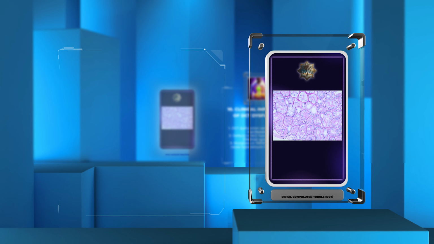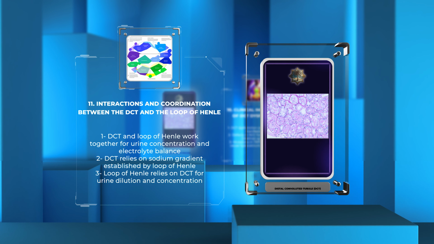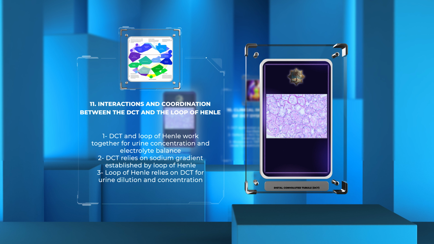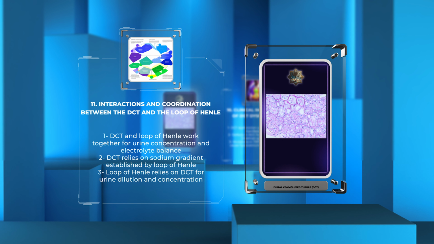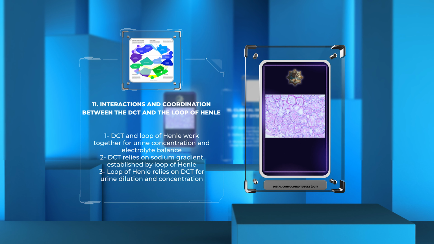The DCT and the loop of Henle work in tandem to ensure efficient urine concentration and electrolyte balance. The reabsorption of sodium by the DCT is dependent on the sodium gradient established by the loop of Henle. Conversely, the loop of Henle relies on the DCT for successful dilution and concentration of urine. These interactions and coordination between the DCT and the loop of Henle are vital for maintaining overall renal function.